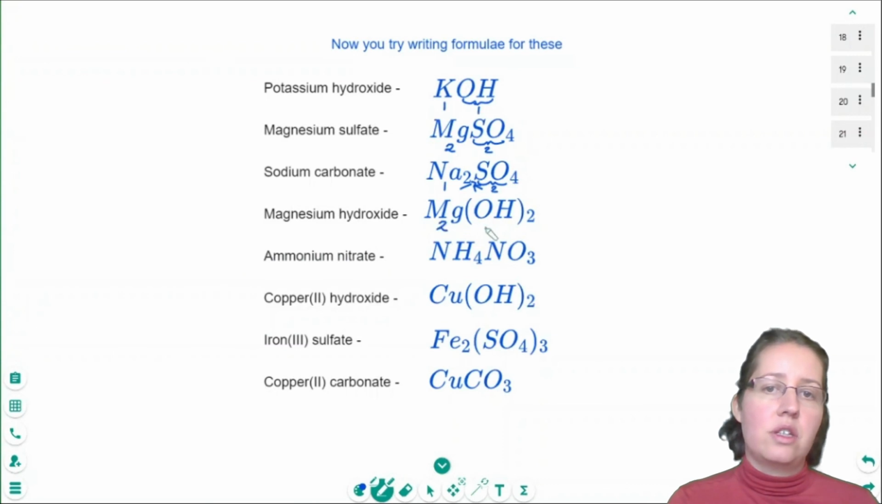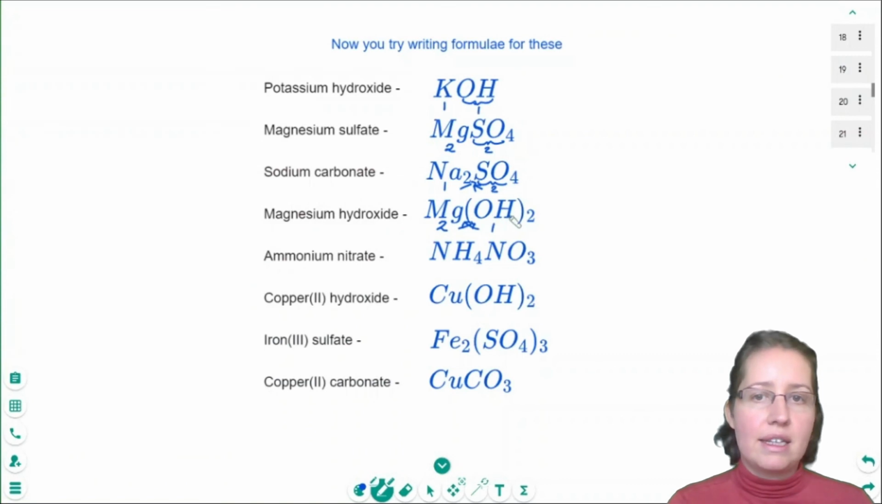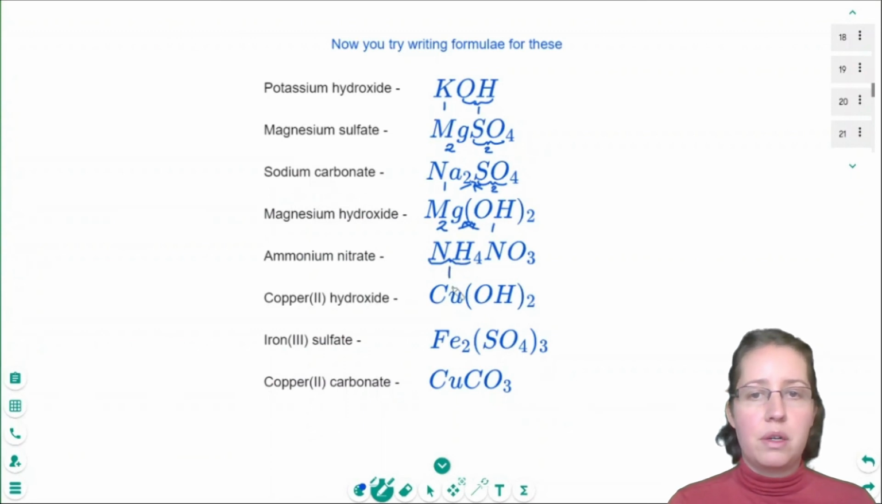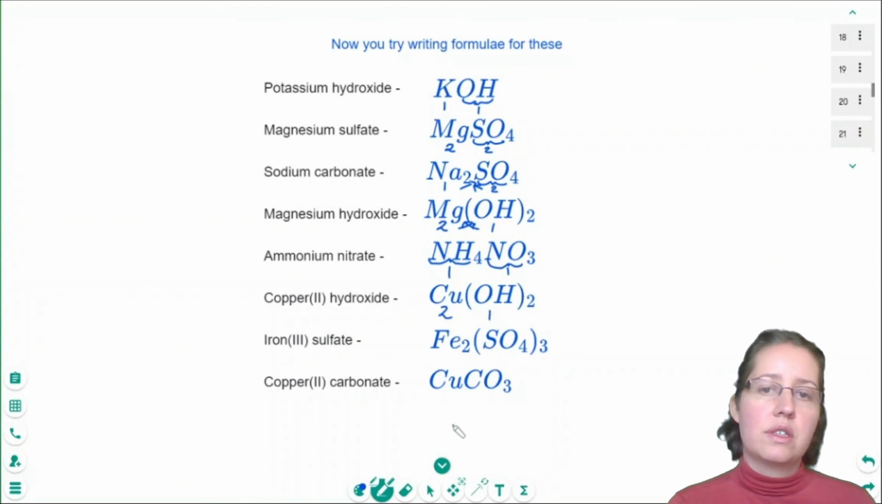Magnesium valency 2, hydroxide valency 1. When we cross these over, because there's 2 elements in this compound, we need to bracket it, so we get Mg brackets OH2. Ammonium nitrate, ammonium, one of our special ones as well, valency 1, nitrate, valency 1, so the 1s disappear. Copper 2 hydroxide, so that's copper with a valency of 2, hydroxide with a valency of 1, cross them over and we need to use brackets again, giving Cu bracket OH2.